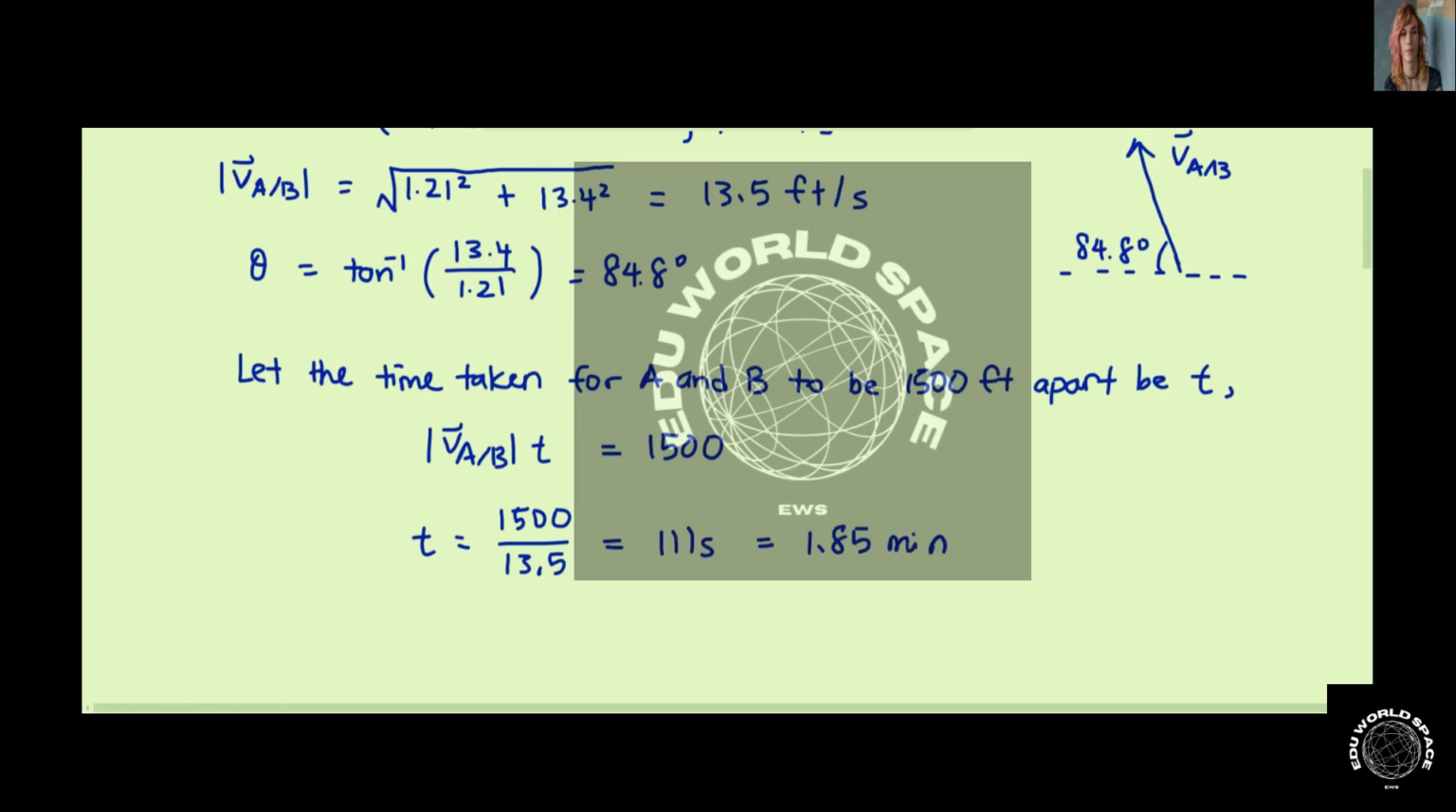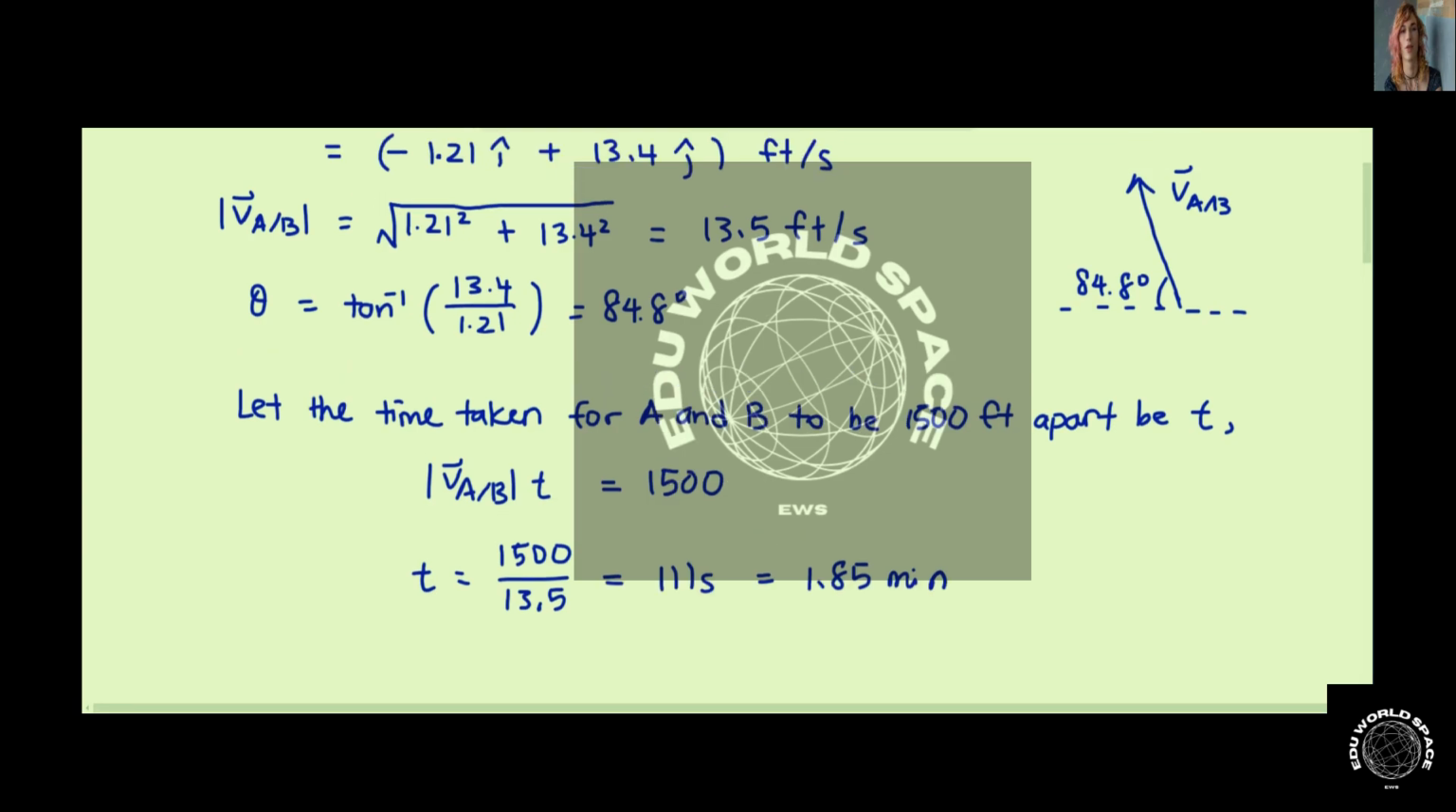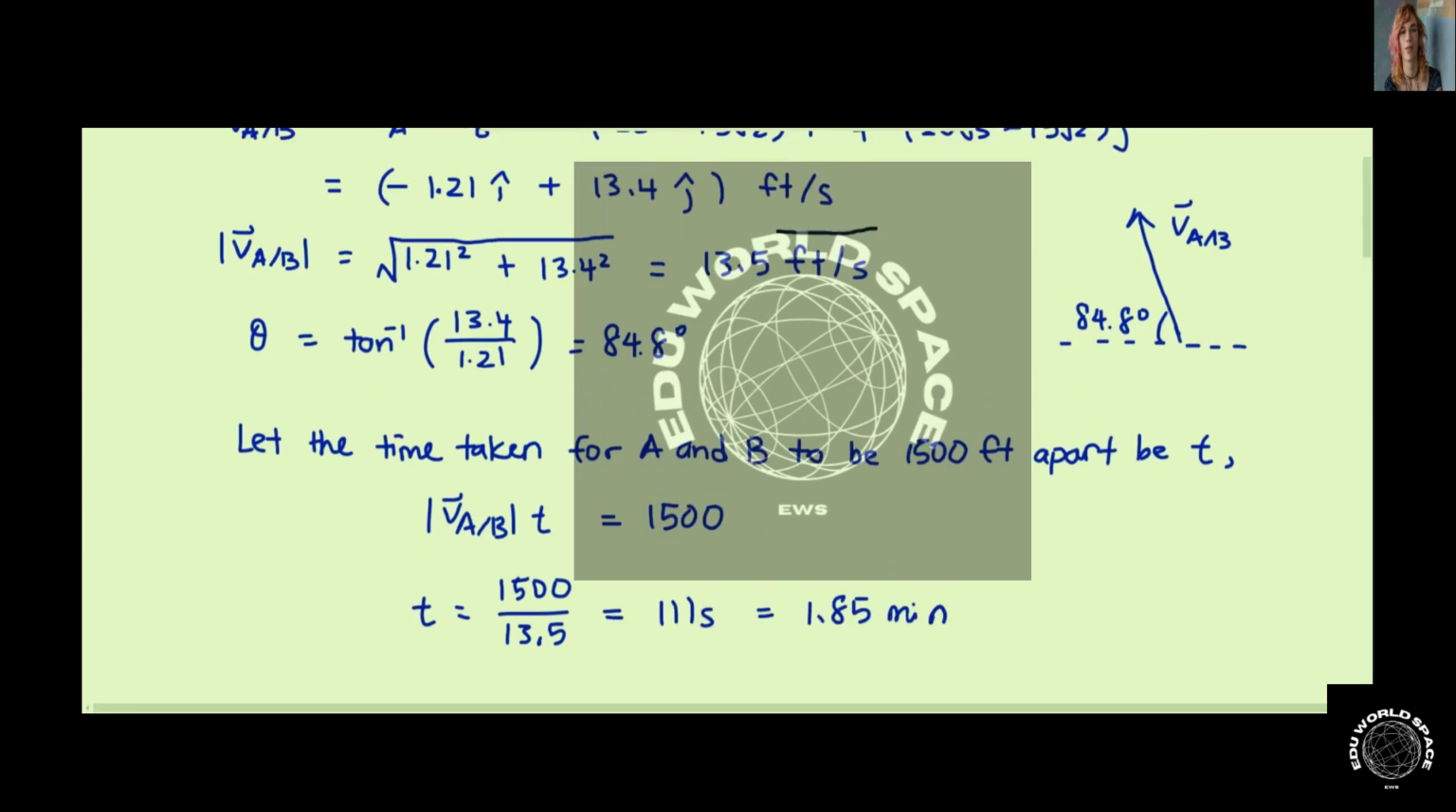Just boxing the answers: this is the magnitude of the relative velocity, the velocity of A relative to B, and this is the direction, and this is the time taken for them to be 1500 feet apart. And that's all.